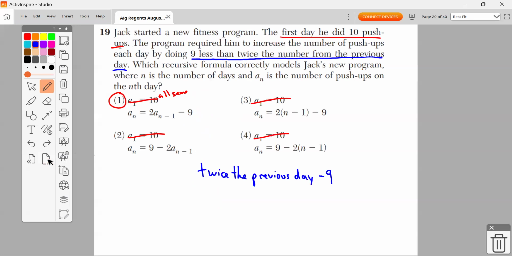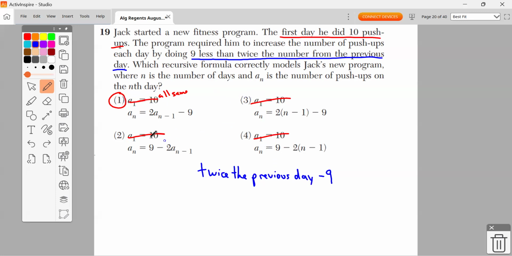The first day he did 10 push-ups. The program required him to increase the number of push-ups each day by doing 9 less than twice the number from the previous day. So twice the previous day minus 9. Remember, less than is backwards. Which recursive formula correctly models the new program, where n is the number of days and a sub n is the number of push-ups on the nth day?